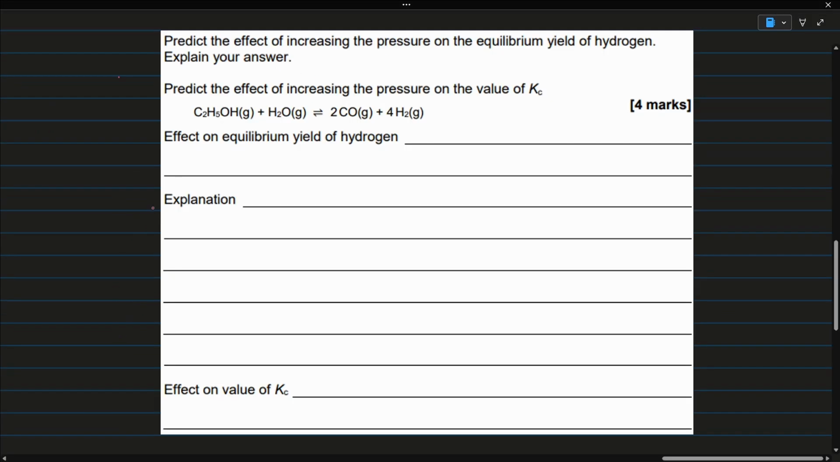So the last part of the question asks us to predict the effect of increasing the pressure on the equilibrium yield of hydrogen. And then it wants us to find the effect of the increase of the pressure on the value of Kc. So firstly, when we consider the effect on the equilibrium yield of hydrogen, we know that when we increase the pressure, the equilibrium will shift to the side with the fewer moles of gas. Okay, so on the left hand side we have 2 moles of gas, and on the right hand side we have 6 moles of gas. So that means the equilibrium will shift and favour the backwards reaction.